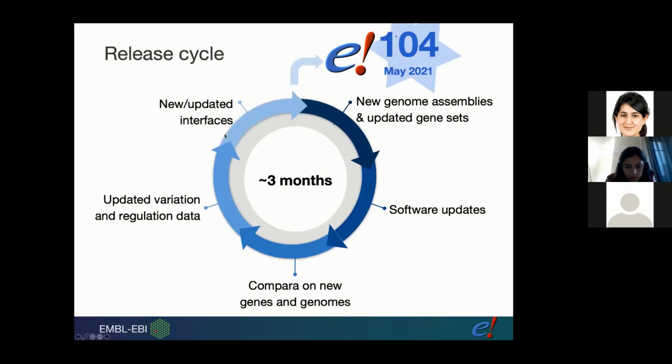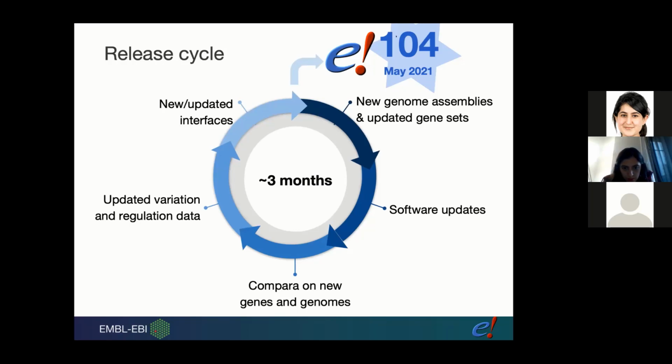So Ensembl works on a release cycle. So Ensembl data is not static. We update our data regularly, which means that every 3 months we have a new Ensembl version. And the current Ensembl version is 104, which was released in May.